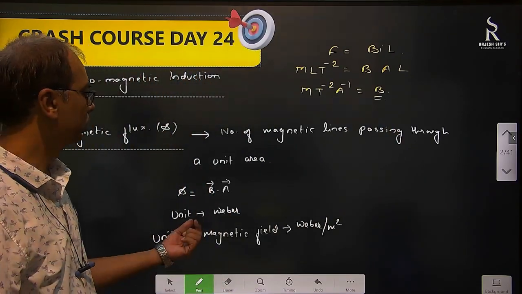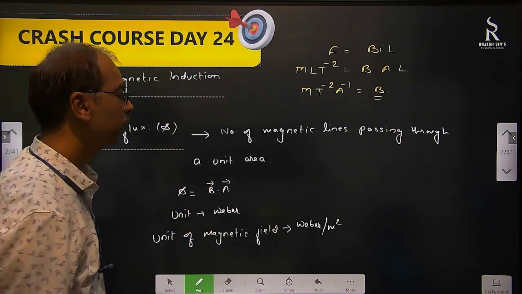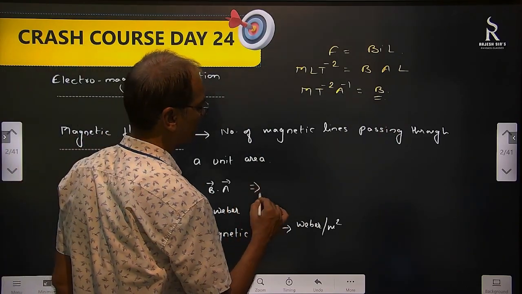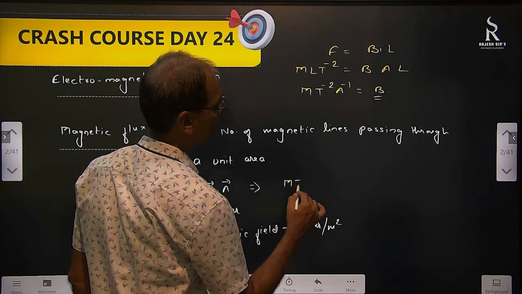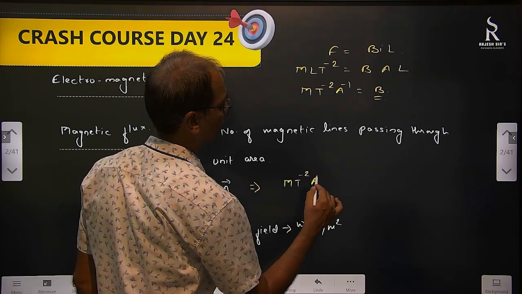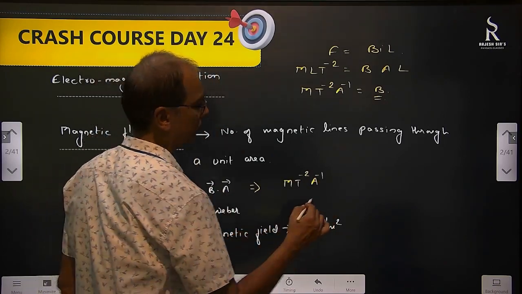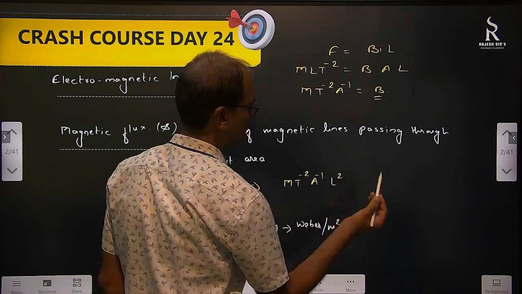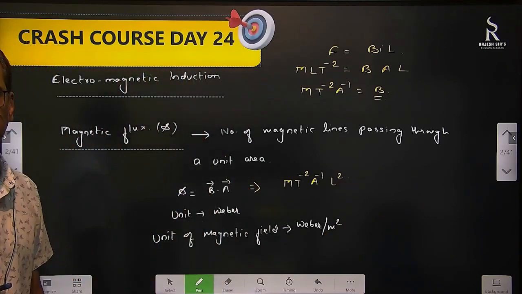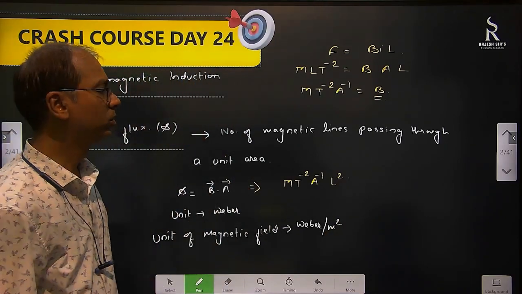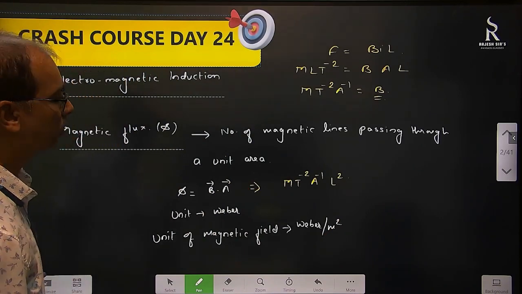Okay, now we are going to put it over here so that we can find flux dimensions. So, flux dimensions are, this is M T minus 2 A minus 1. Now, area means L square. So here it is. These are the dimensions of flux. M T to the power minus 2 A to the power minus 1 into L square. Okay.